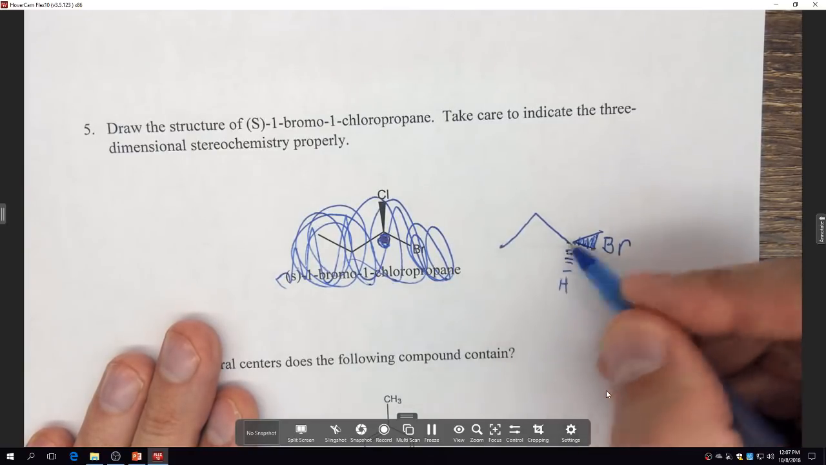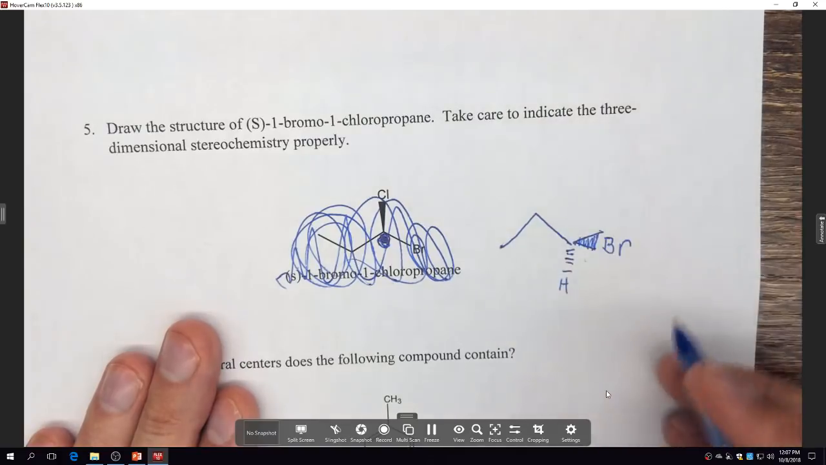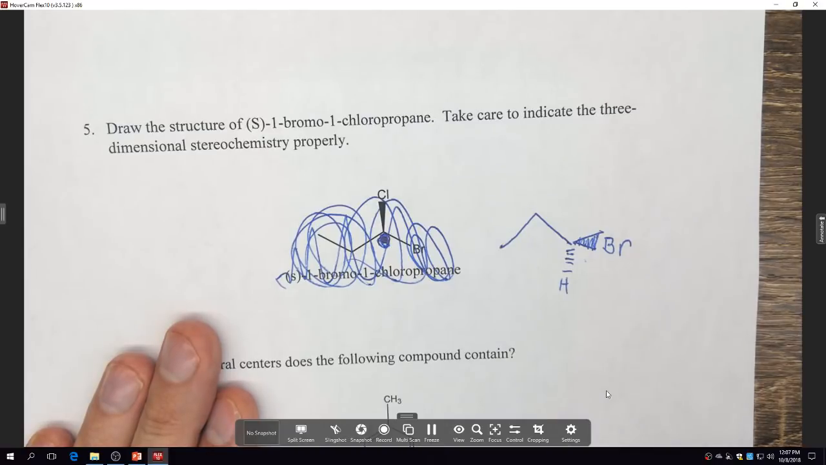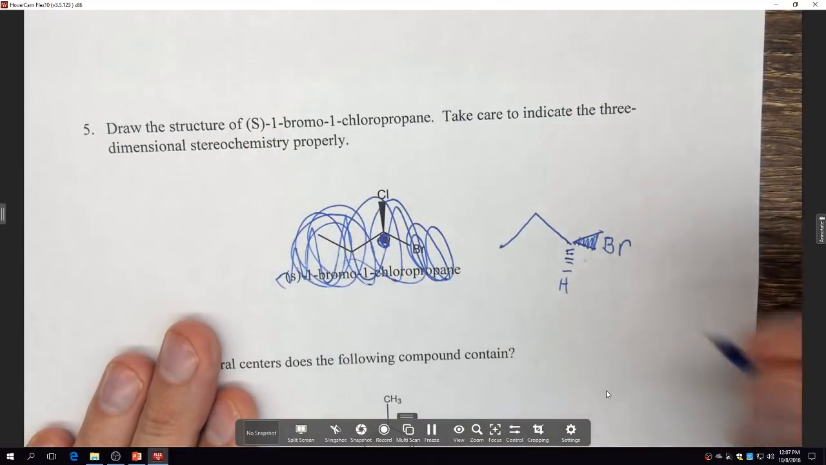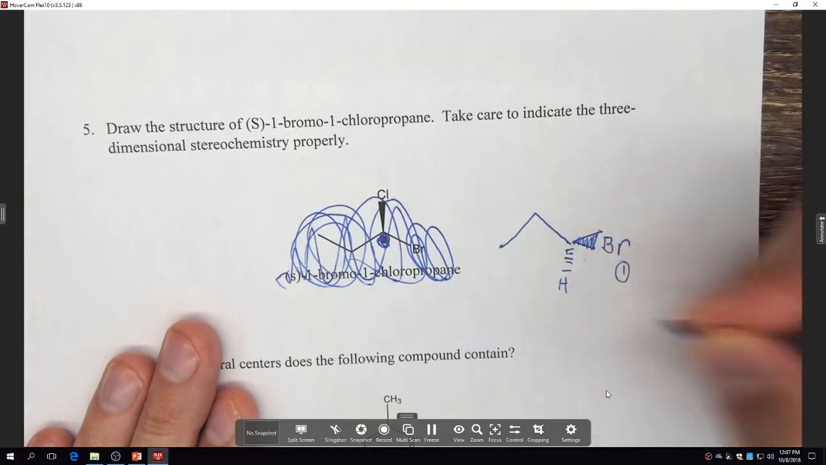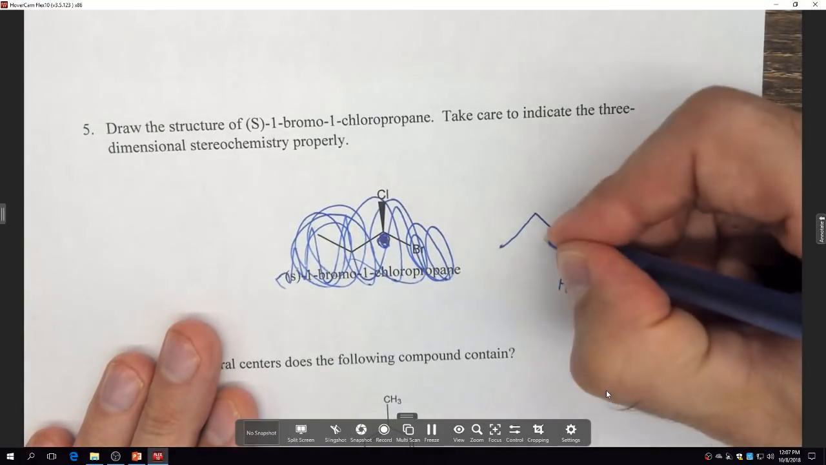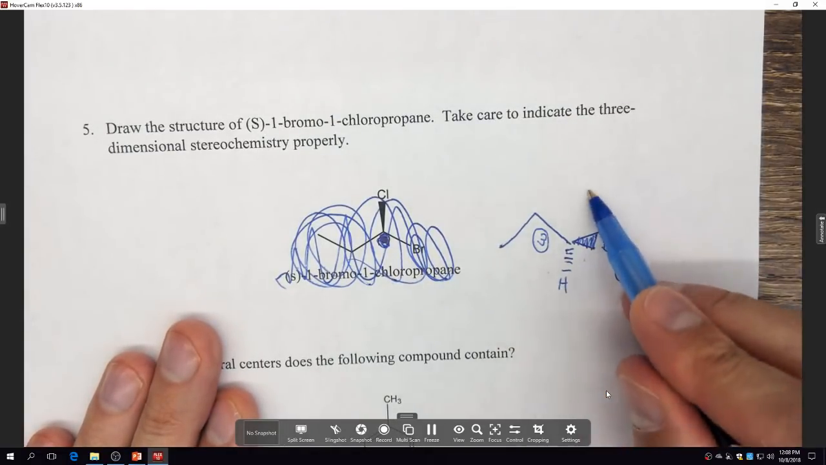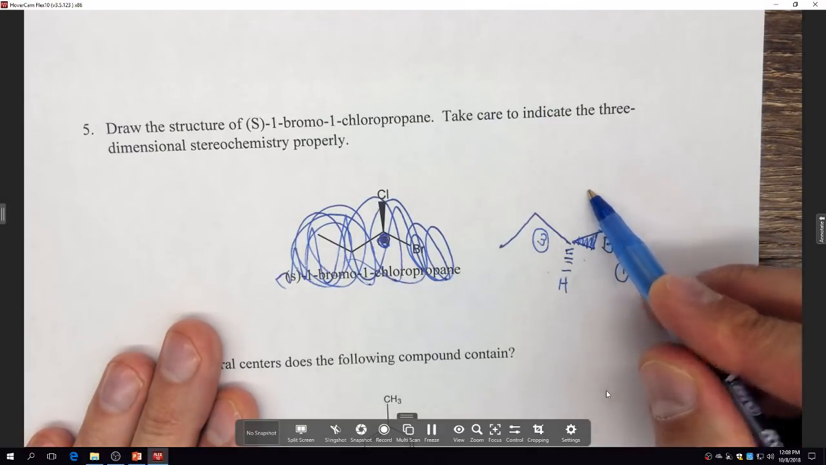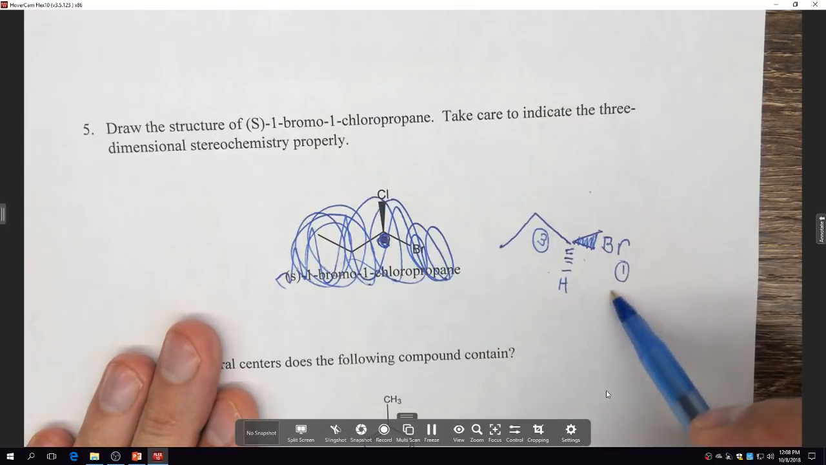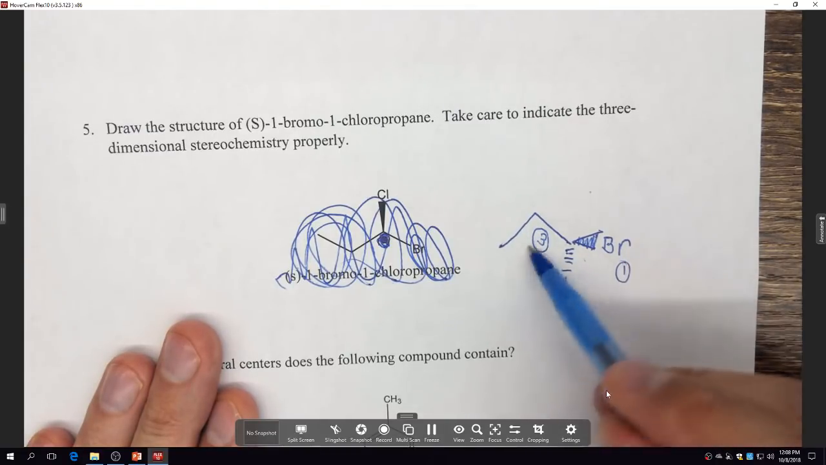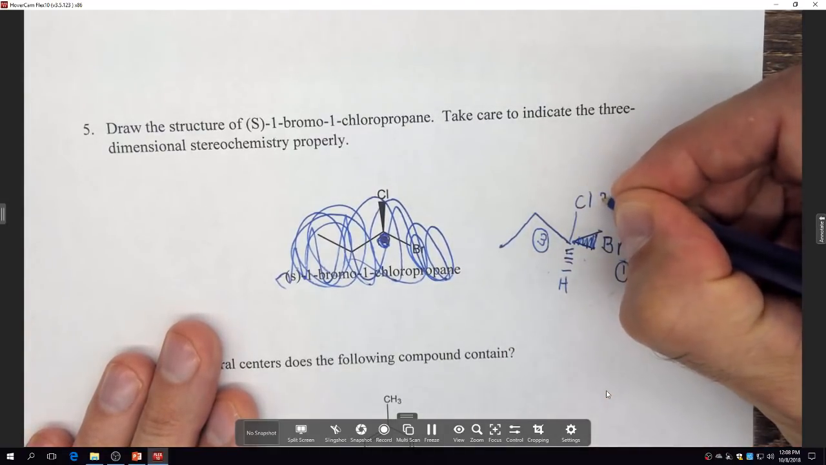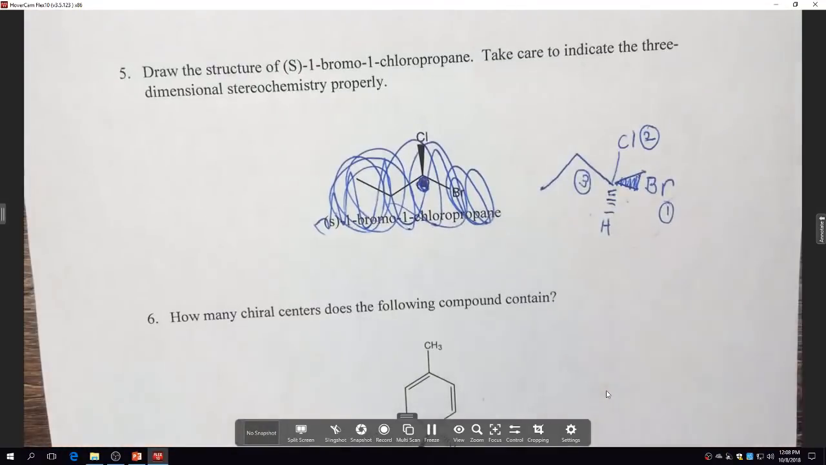I can either put the chlorine here, or I can put the chlorine here. Said another way, I can put it on the left side of the bromine, or I can put it on the right side of the bromine. Well, how do I decide? I want this to be S. So this is group 1, and this is group 3. Do I want group 2 here or group 2 here in order to make this the S configuration, the counterclockwise direction? First way or second way? The second way. So I put my chlorine here. Now I have the S configuration.